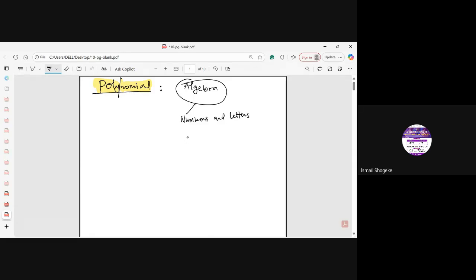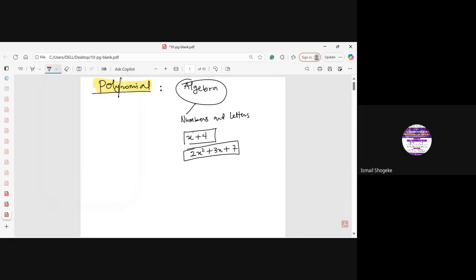For example, if I have x plus 4, this is an algebraic expression. If I have 2x squared plus 3x plus 7, this is another algebraic expression. Now, a polynomial is just an expression with so many terms. This x here, standing alone, is a mathematical term. This 4 is another term. So in this expression, how many terms do we have? We have 2 terms. Terms are separated by signs.